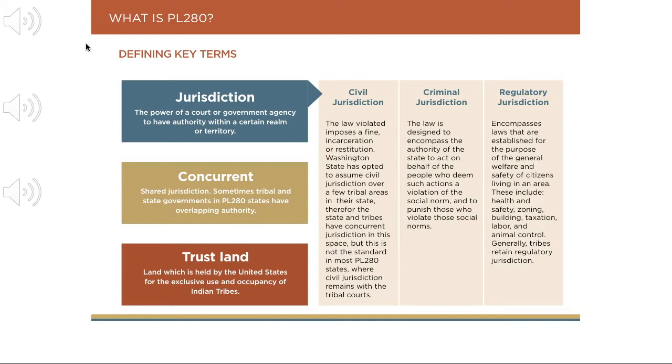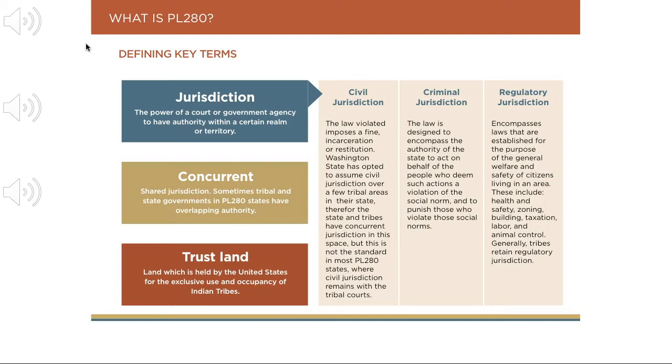Regulatory jurisdiction encompasses laws that are established for the purpose of the general welfare and safety of citizens living in an area. These include health and safety, zoning, building, taxation, labor, and animal control. Generally, tribes retain regulatory jurisdiction.